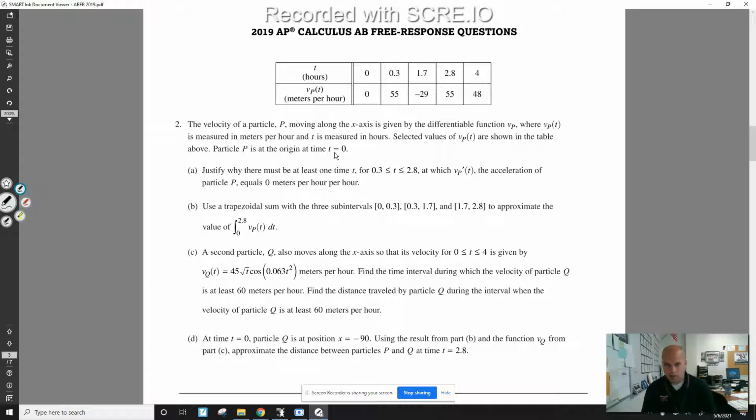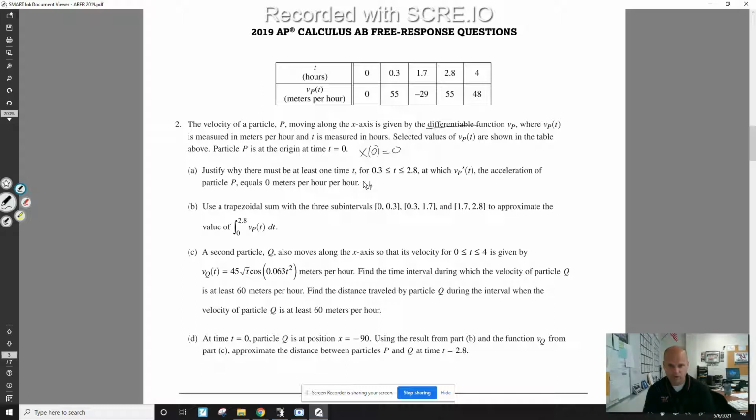So velocity of particle P, at the origin at time t equals 0, so that's the initial position. X of 0 is 0. Now, explain why there must be at least one time t from 0.3 to 2.8 in which v prime of t, which they tell you is the acceleration, equals 0 meters per hour per hour. Well, this is a mean value theorem problem. To use the mean value theorem you first have to comment that the function is differentiable.